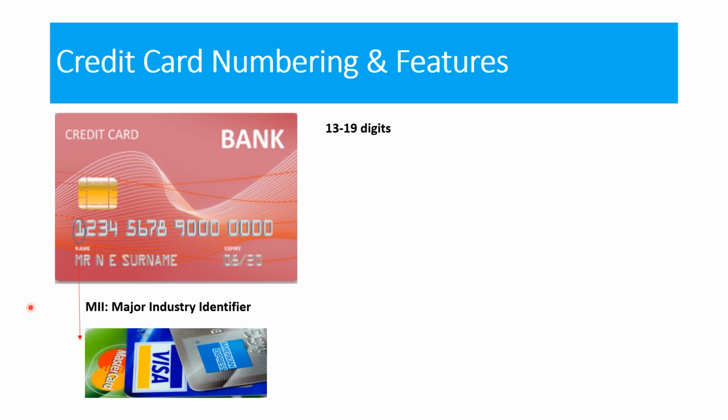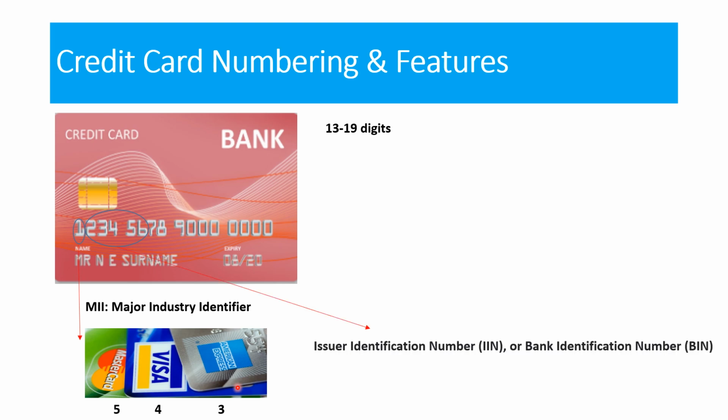So your MasterCard credit card would typically start with the number 5. The first digit in a Visa credit card would be 4, and the first digit in an American Express credit card would be 3. So the first digit is called the major industry identifier. The next 5 digits, friends, are called the issuer identification number, IIN, or bank identification number, BIN. These 5 digits basically give the details of the bank that has issued the credit card, including the network of that bank.